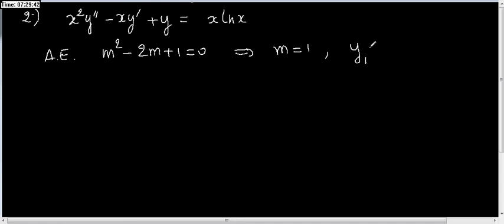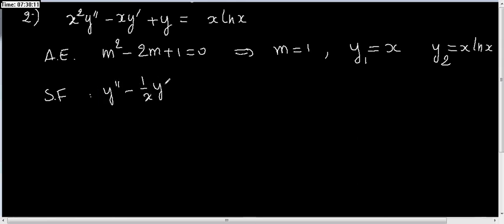and you obtain y1 is x power m1, and then y2 is x ln x. Now, if we're going to the next step, because this time around we have to use the variation of parameters, we go for the standard form. We have y second minus 1 over x y prime plus 1 over x squared y equals ln x over x. So this is our fx.